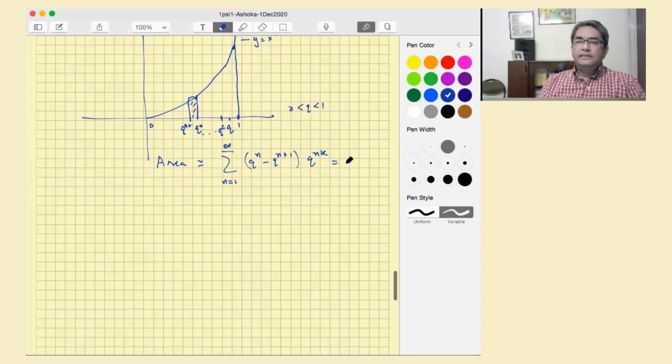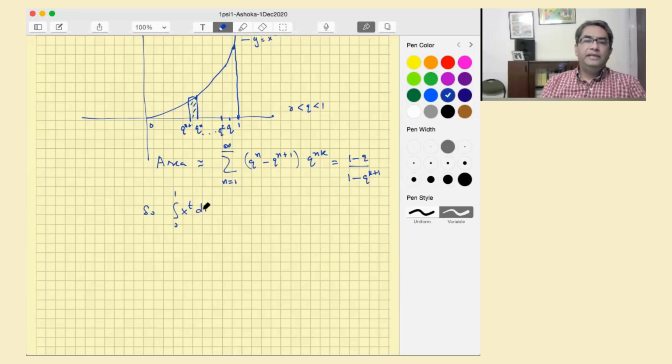And this is not bad. This is equal to 1 minus q over, we can just sum it using the geometric series, q plus 1, k plus 1. So the integral of x to the t dt is the limit as n goes to infinity of this quantity. And that's 1 over k plus 1, as we know.